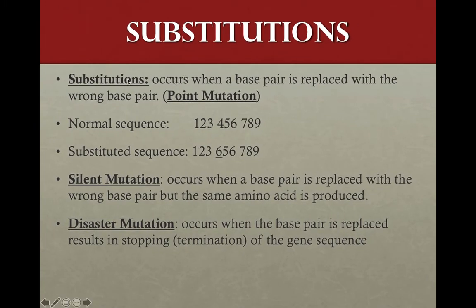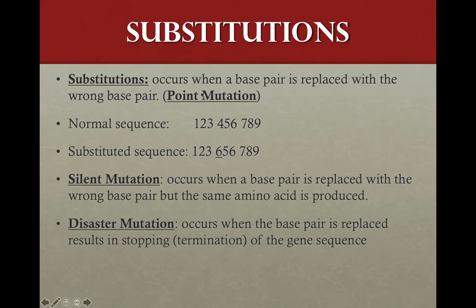So substitution occurs whenever the base pair is replaced with the wrong base pair. So this is something that I started doing a couple years ago. Instead of using the letters, the A, the T, the C, the G, or the A, U, C, G, instead of looking at the letters on the DNA and RNA strands, I started doing it with numbers, and students caught on to the idea of what was happening so much faster.